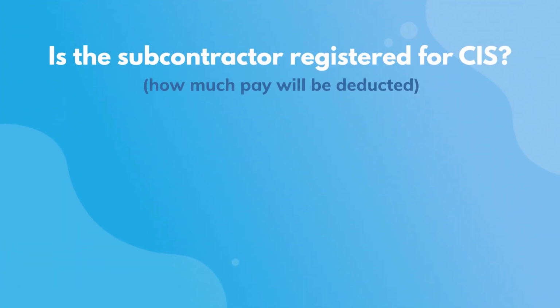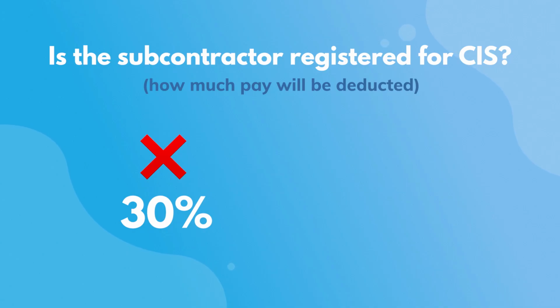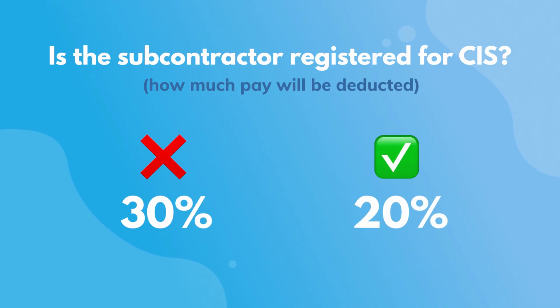But how do you know how much you need to deduct from each subcontractor? Well, it largely depends on one thing: whether or not the subcontractor is registered for CIS. If they aren't, or HMRC can't verify them, then the rate is 30%. But for subcontractors who are registered, it's 20%.